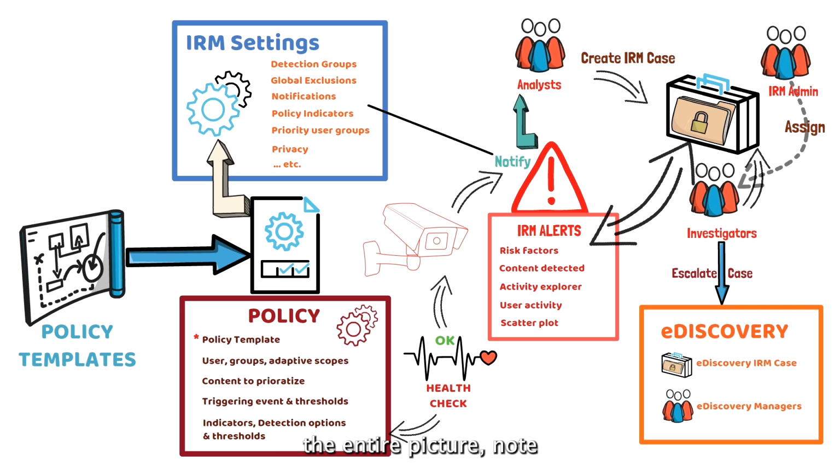Now that you see the entire picture, note the notifications in the IRM settings. These settings will determine who is notified and how when the alerts are generated. In the privacy settings, anonymization of the username is enabled by default, and this will mean that when the alerts are generated, nobody, including the IRM admin, would be able to see the actual username of the person under investigation.